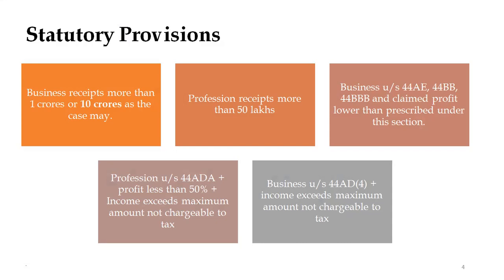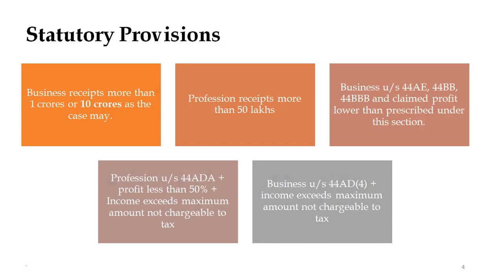Next we have 44ADA. In this section, when a professional opts for it, if his professional receipts are up to 50 lakh rupees and he is showing a profit of minimum 50% of those professional receipts, then he can opt for section 44ADA. But if he claims that he has earned a profit less than 50% and his income exceeds the maximum amount not chargeable to tax, then he can show a profit less than 50% only after getting his accounts audited under section 44AB.